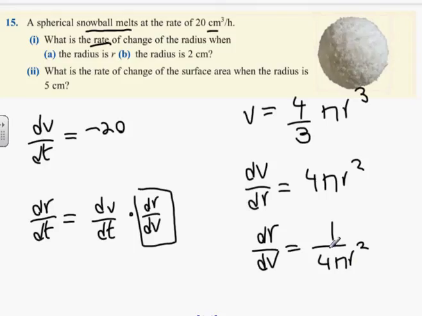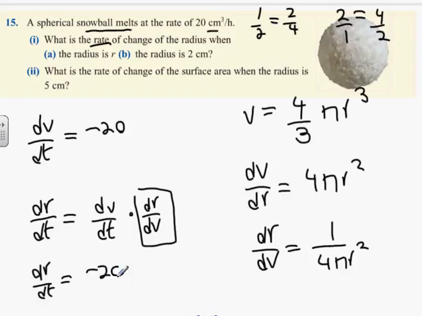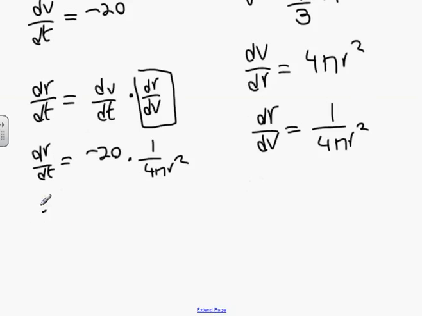Do you understand that derivatives are like fractions? If I say 1 over 2 equals 2 over 4, and I turn both sides upside down, 2 over 1 equals 4 over 2, it's the same thing. So that's all I did there. Substitute it in, so dr/dt ends up to be minus 20 over 4 pi r squared, so dr/dt ends up to be minus 5 over pi r squared.